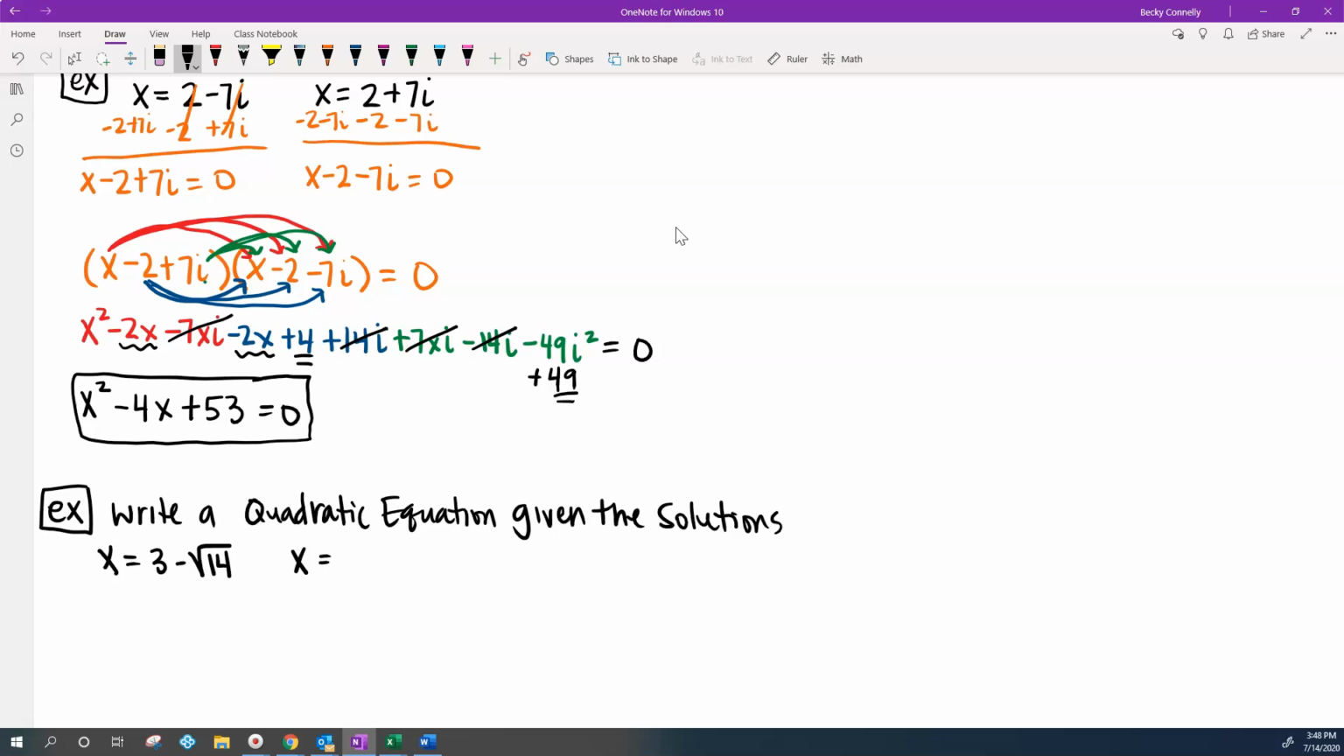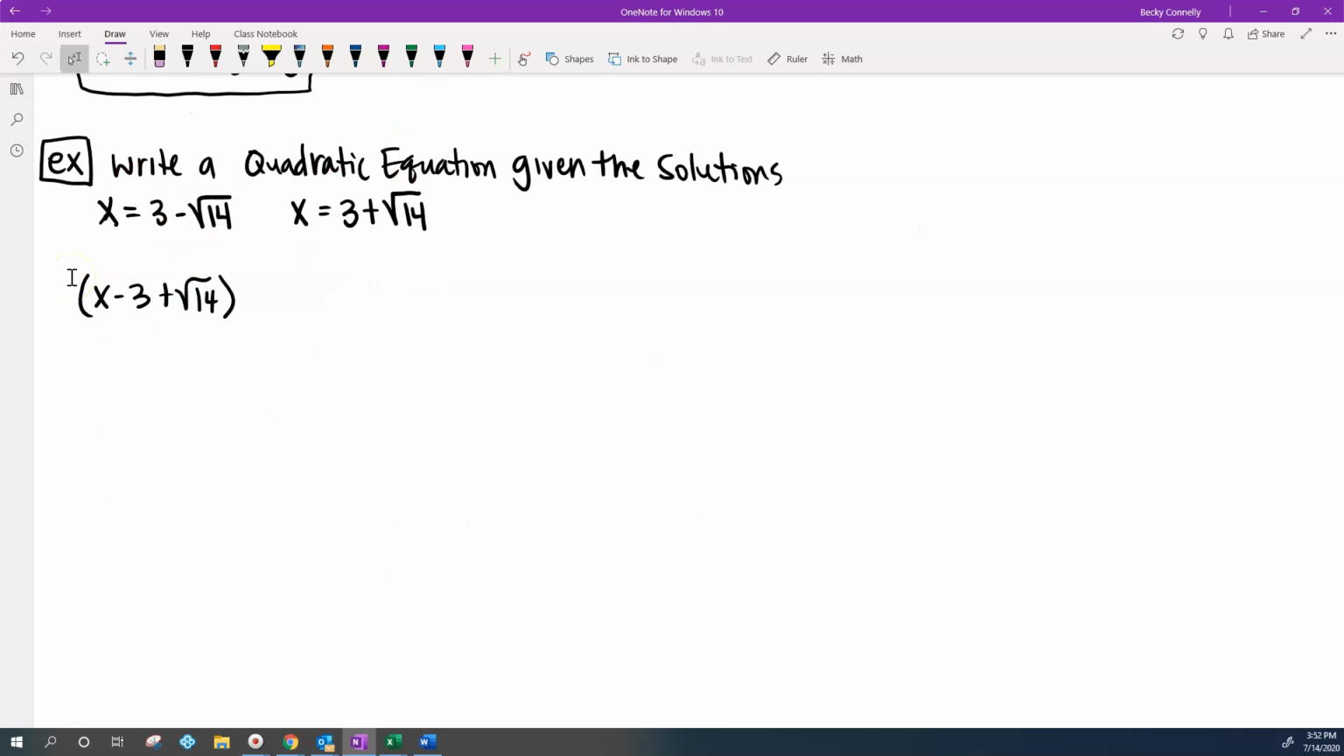of 14 and x equals 3 plus the square root of 14. Okay, so let me give you a few minutes. I want you to try figuring out how you would write that quadratic equation if you know those two solutions.